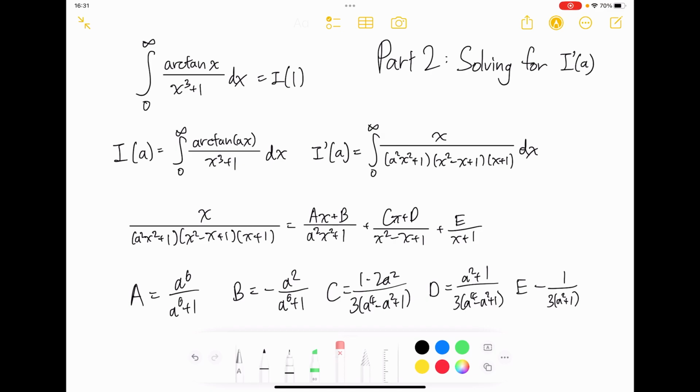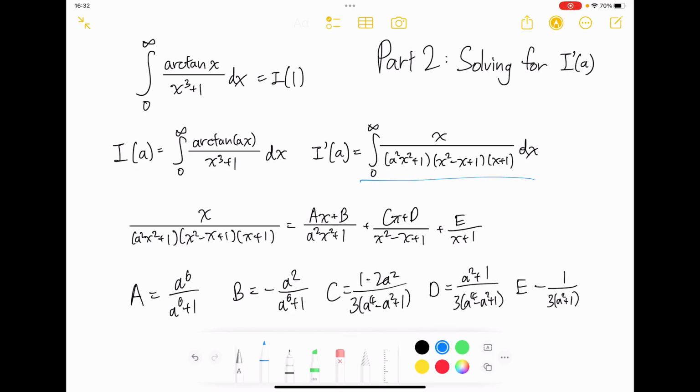Hello, I'm finally back. Right, this is part 2 of doing the annoying integral, which is the integral from 0 to infinity of inverse tangent x divided by x cubed plus 1 dx. And last time we defined this integral function in terms of a. We kind of used Feynman's trick on it, differentiate it, and we got this.